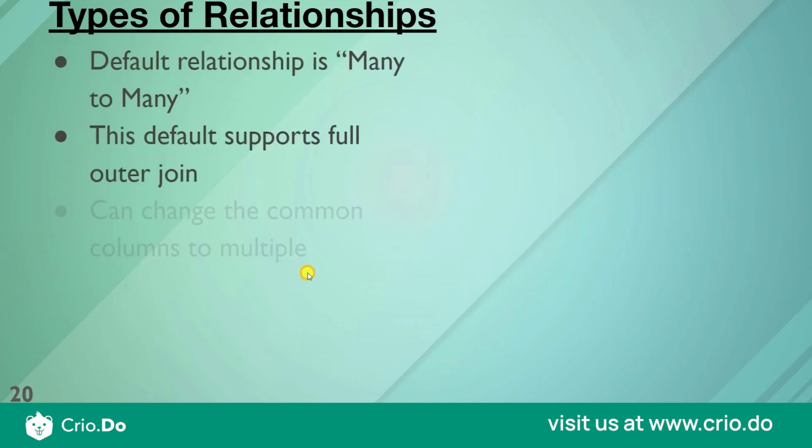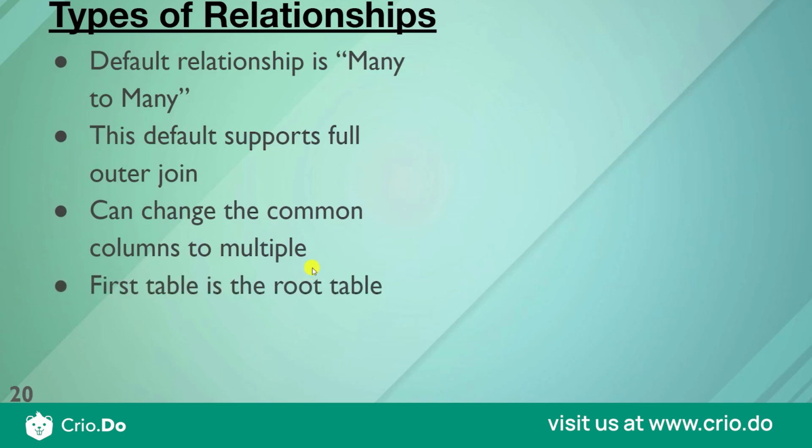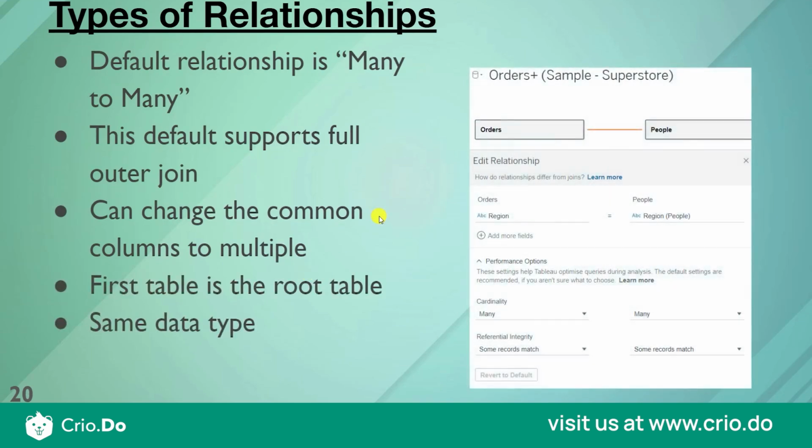We have settings inside the relationships, like one to one or many to many. Whenever you edit a relationship and click on the performance options, you get these options. The default relationship whenever you drag a table onto the canvas is many to many. So this is a full outer join. This default is a full outer join, and this will connect all the rows from the first and all the rows from the second. That means you will get the entirety of two different tables.